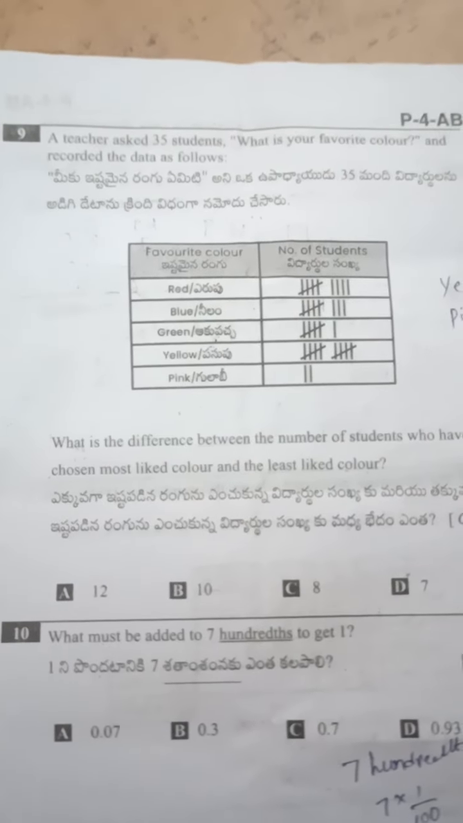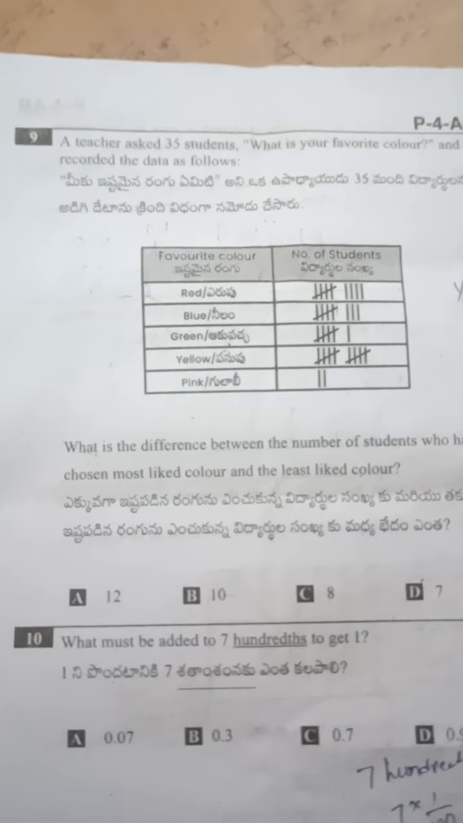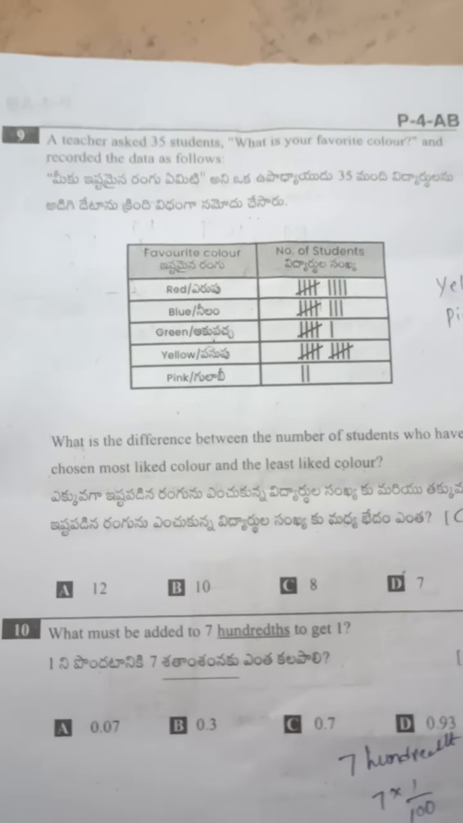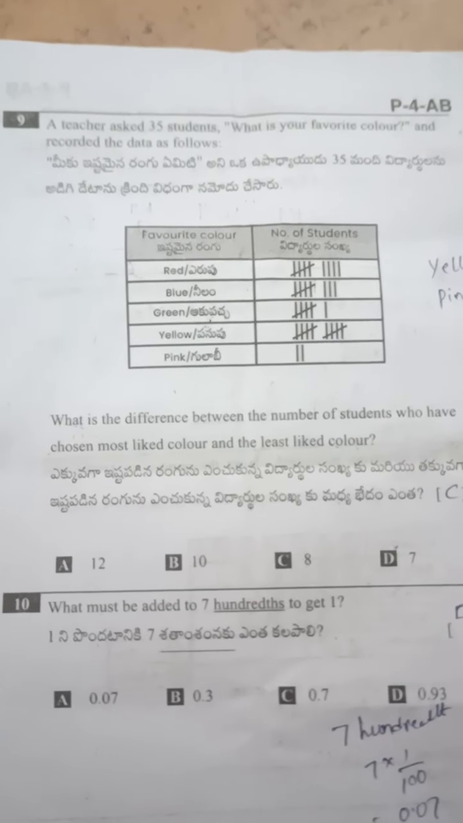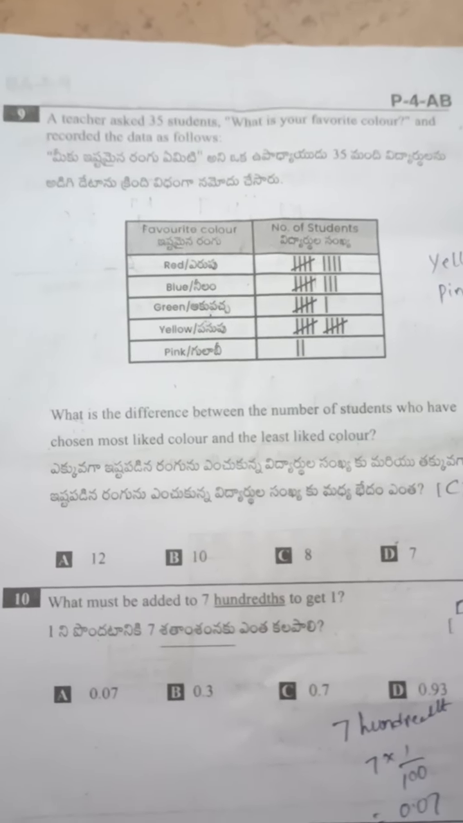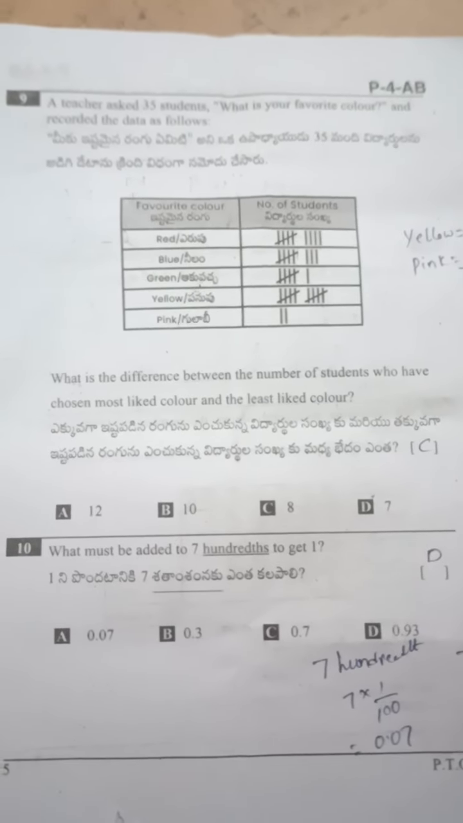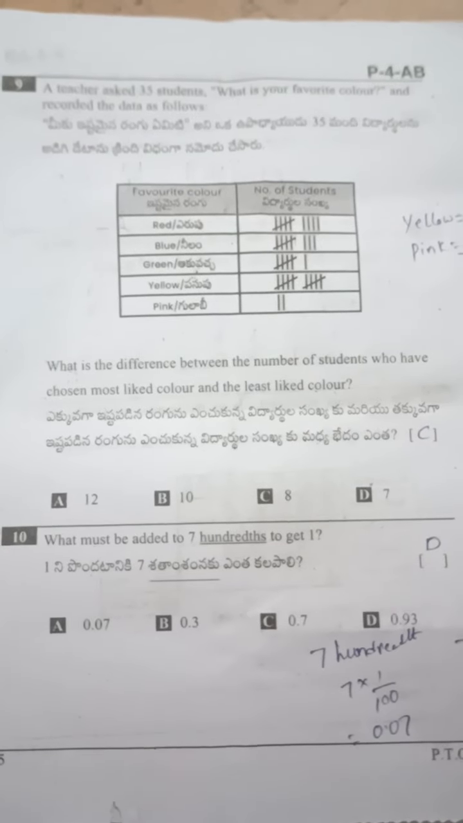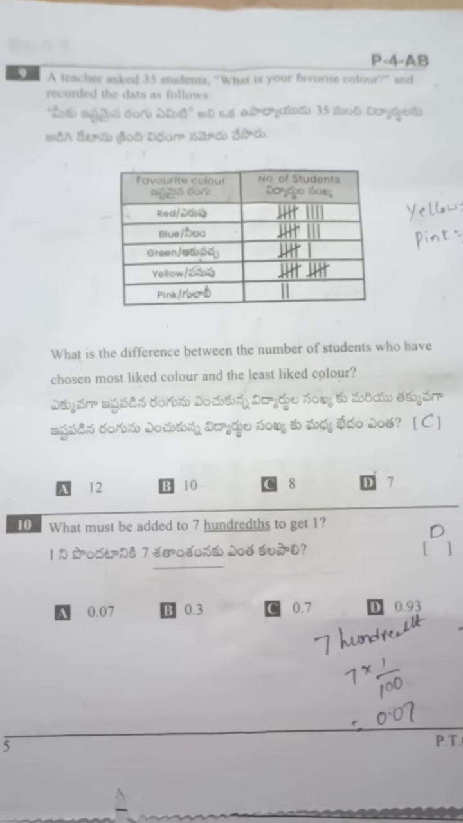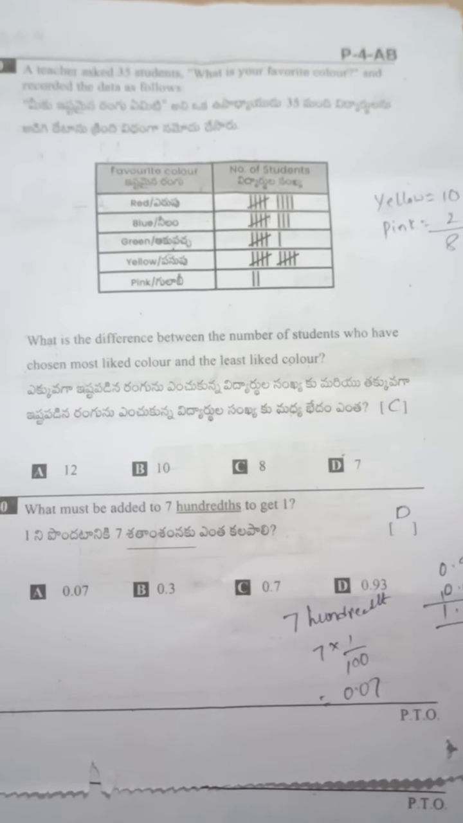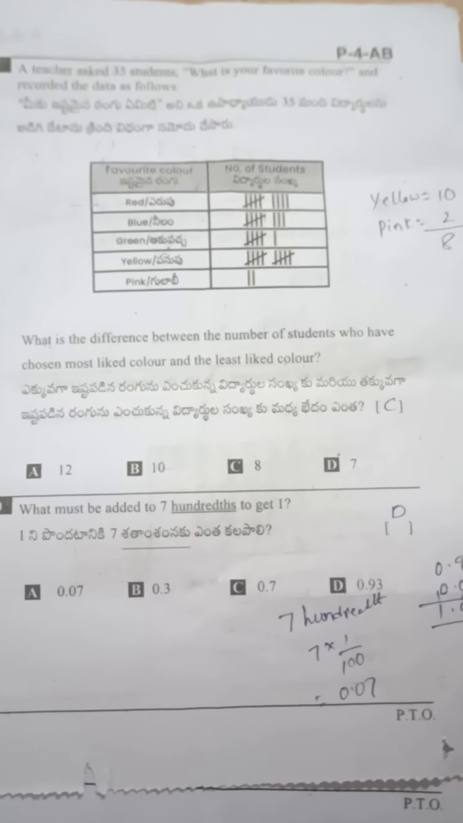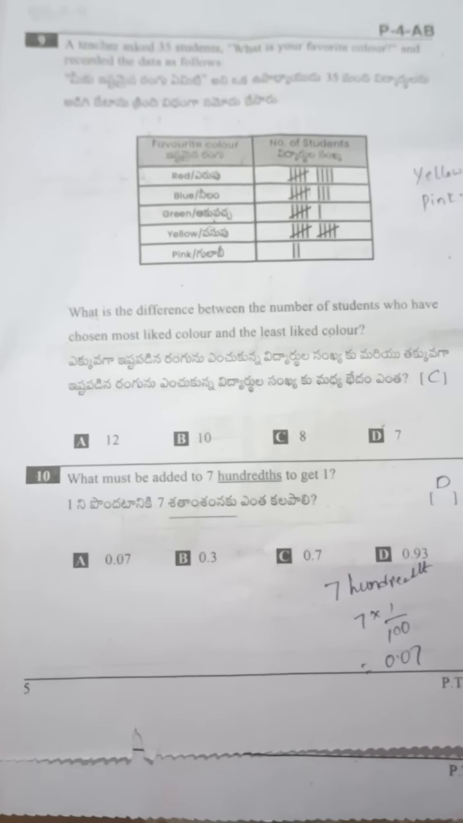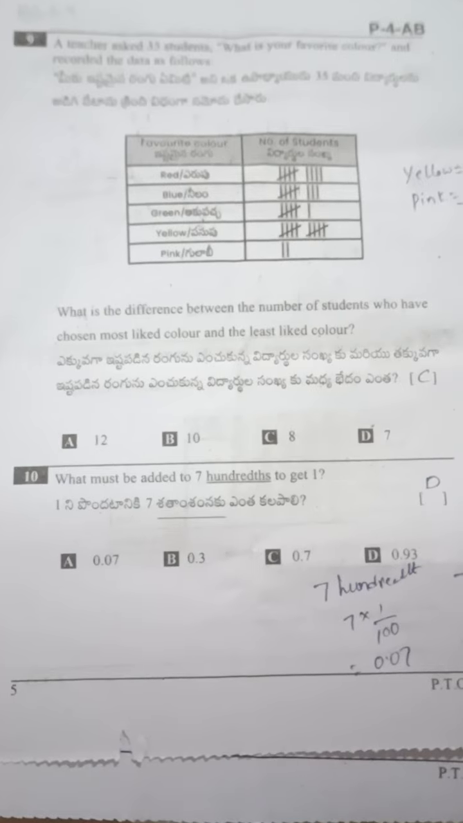Next. A teacher asked 35 students, what is your favorite color? So red 9, blue 8, green 6, yellow 10, pink 2. So here what is the difference between the number of students who have chosen the most liked color and the least liked color? So most is yellow, least is pink. So yellow is 10, pink is 2. What is the difference? 8. What is the option? C.